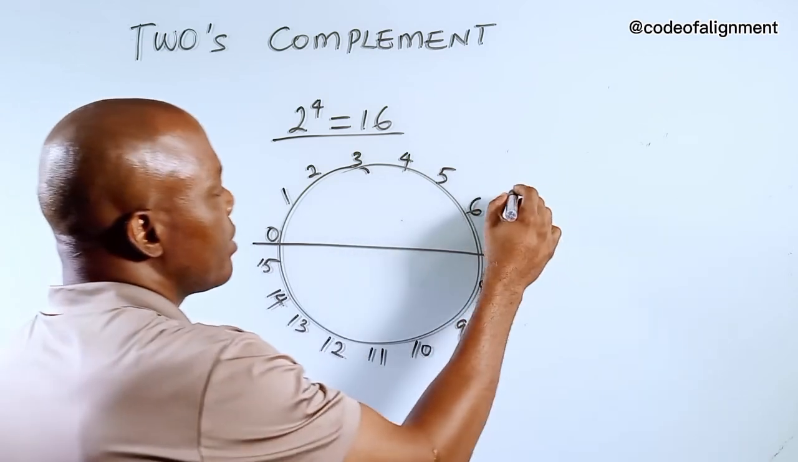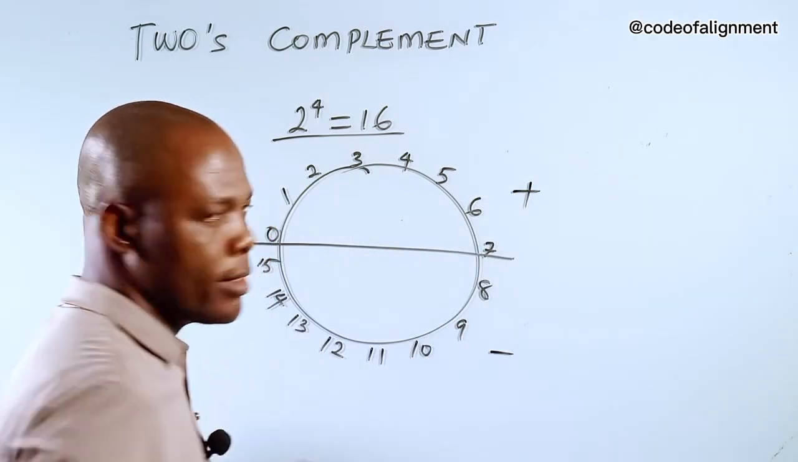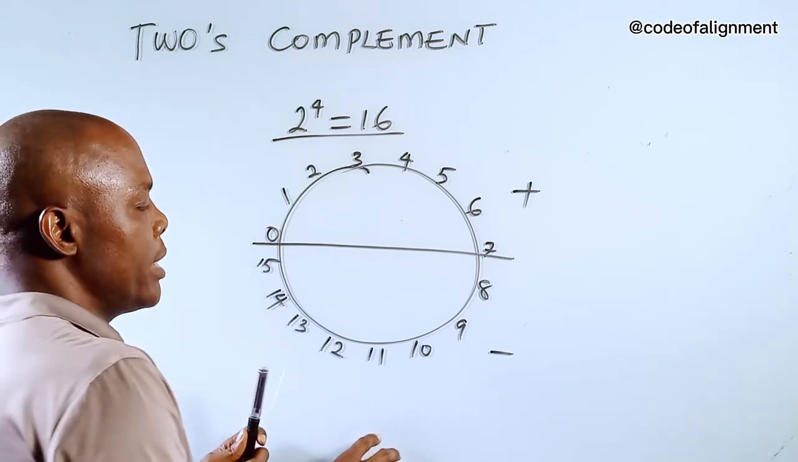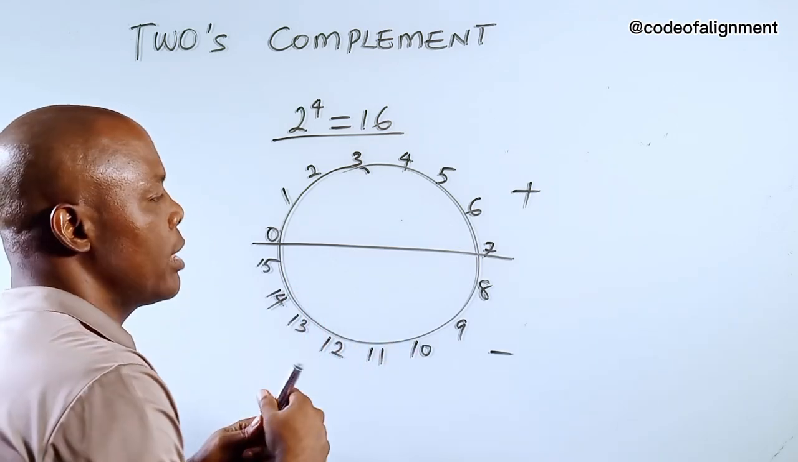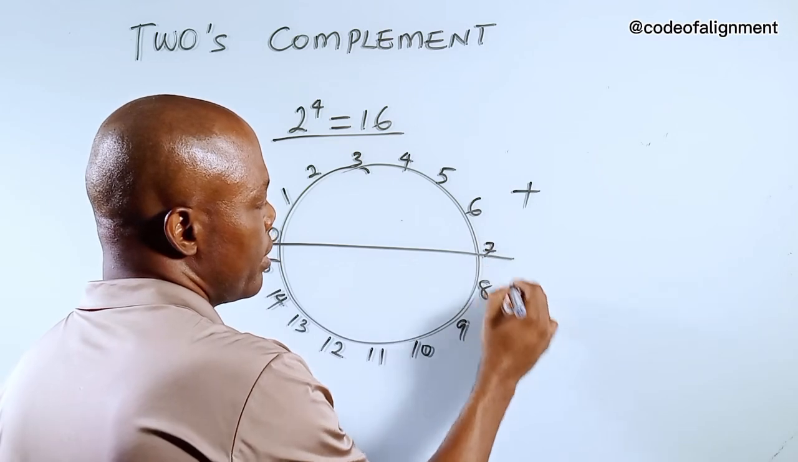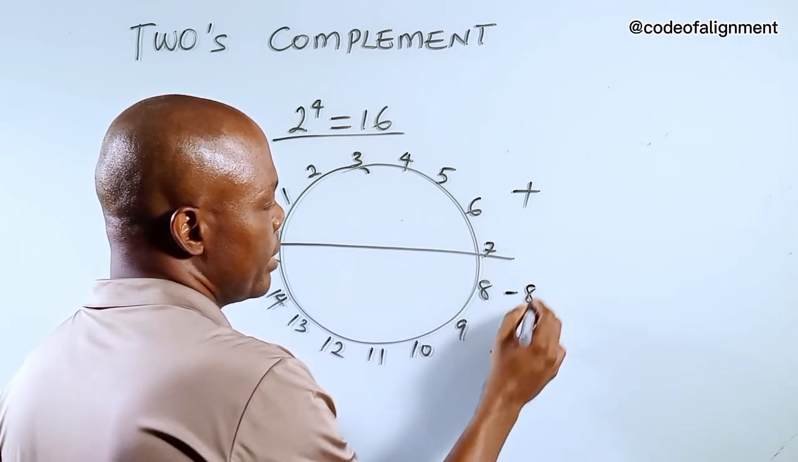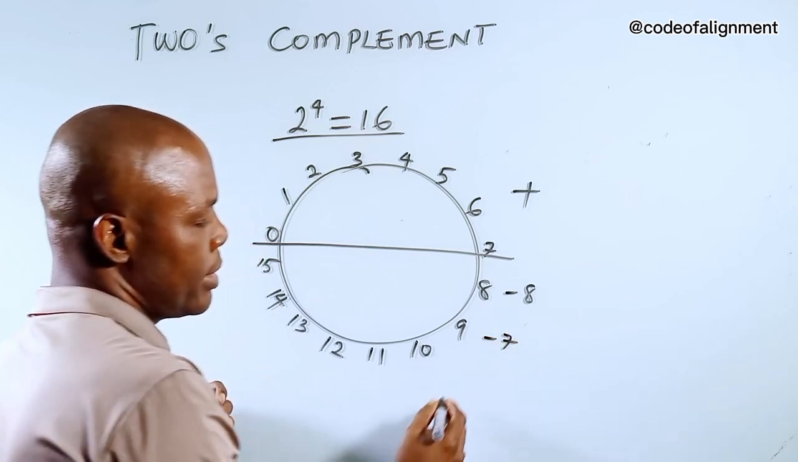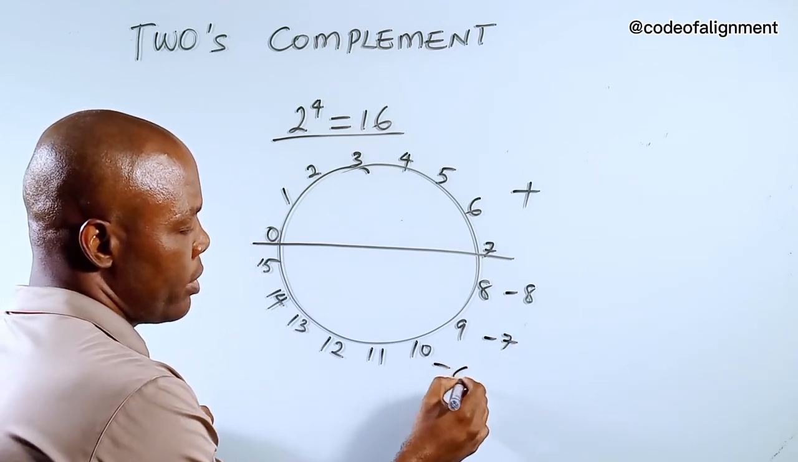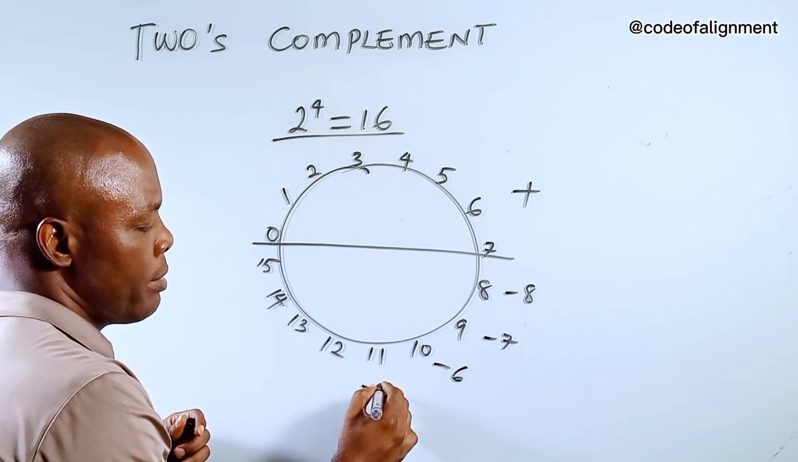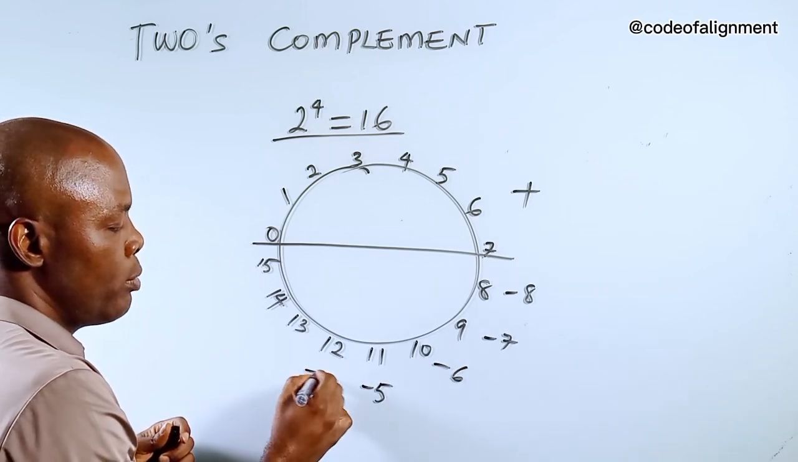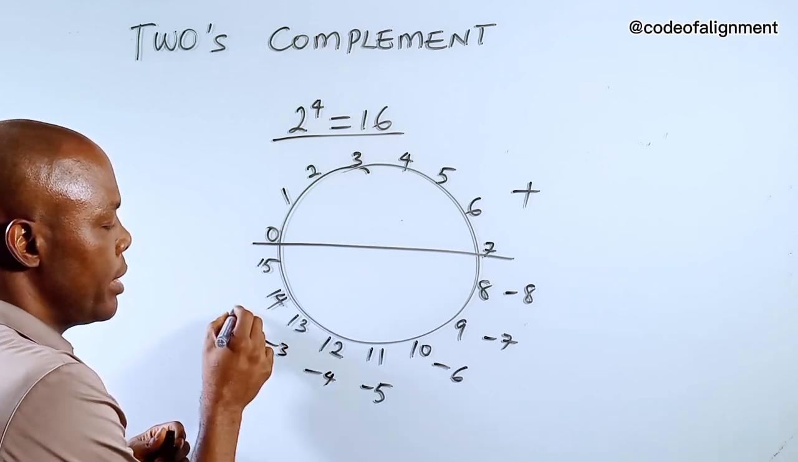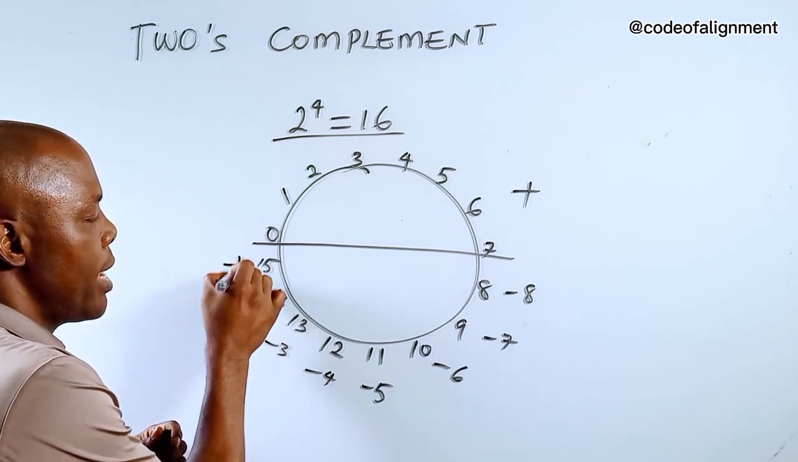But we want this part to be positive and this part to be negative. So definitely, if that is how we want it, this will be minus 8. This will be minus 7. This will be minus 6, minus 5, minus 4, minus 3, minus 2, and then minus 1.